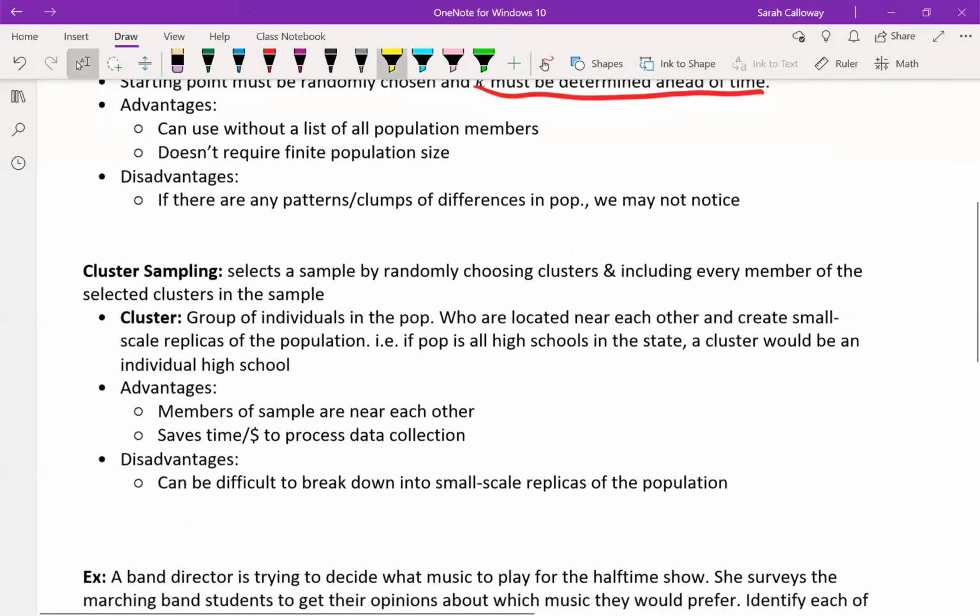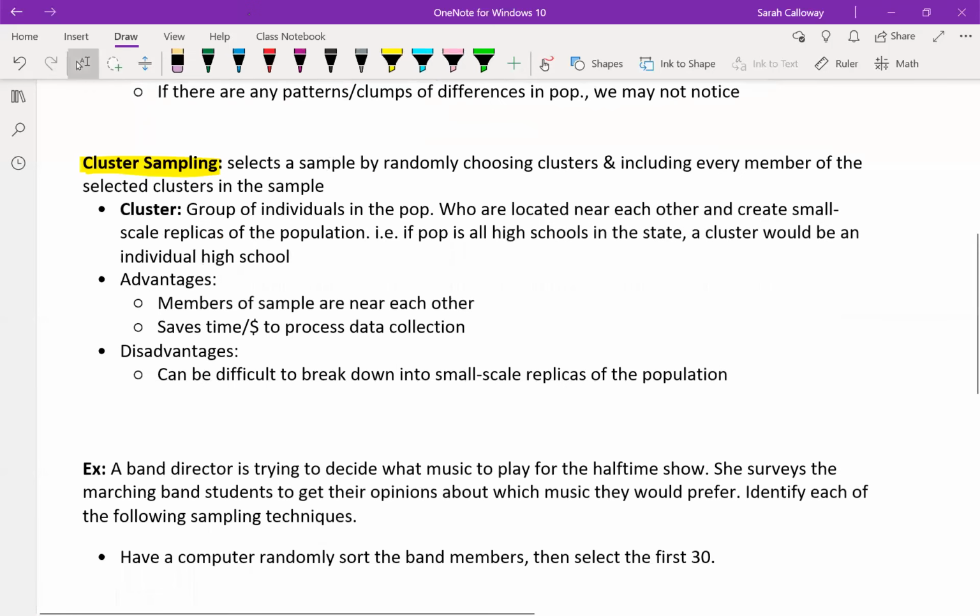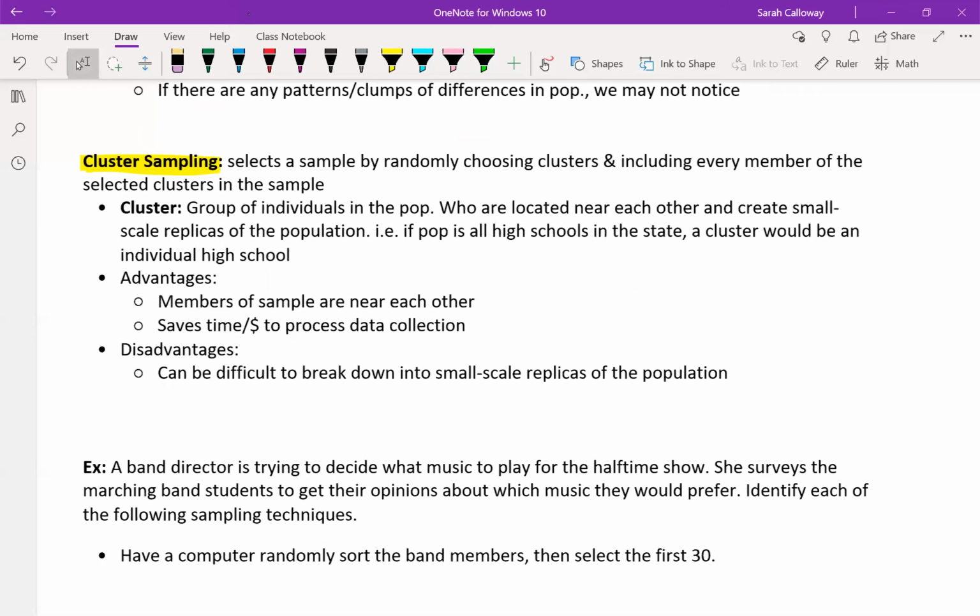The last one that they talked about here was cluster sampling. And so cluster sampling uses grouping like stratified does, but the difference is that the clusters then are not similar individuals. It selects a sample by randomly choosing clusters and including every member of the cluster in the sample. So in stratified, I have strata. Remember, strata is people who have a similarity. In a cluster sampling, I have a cluster. A cluster is a small scale replica of the population. So that means that they are different.